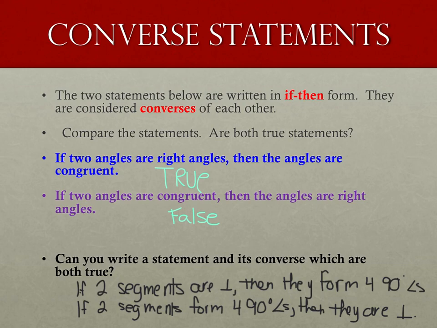I always find mathematical definitions are the easiest. So for example, mine here, I wrote, if two segments are perpendicular, then they form four 90-degree angles. And the converse would be, if two segments form four 90-degree angles, then they are perpendicular. So notice that what I've done is I've switched what came after the if to now be after the then, and what came after the then in my original statement now comes after the if. So they just flip-flop where they are.